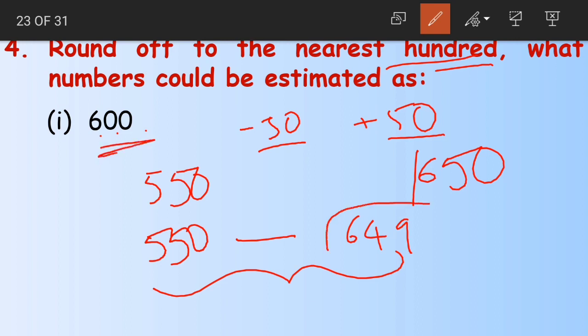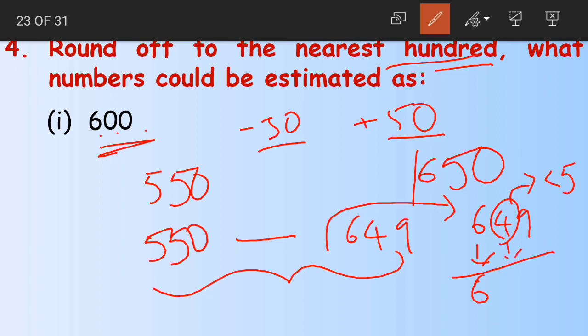You take any number you want, students. Okay, let us take 649 only. So when we take 649, 4 is in the tens place, it is less than 5, so the number here will remain unchanged and the remaining 2 digits will be replaced by zeros. So 649 will be estimated as 600. Understood, students? For the tens we added and subtracted 5. For hundreds we are adding and subtracting, minus 50 and plus 50.